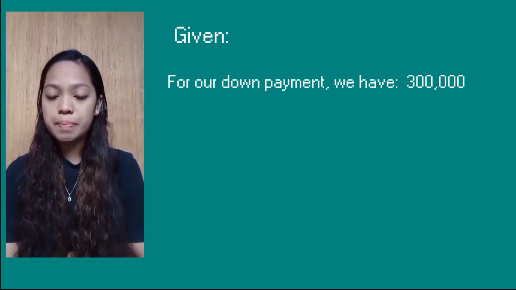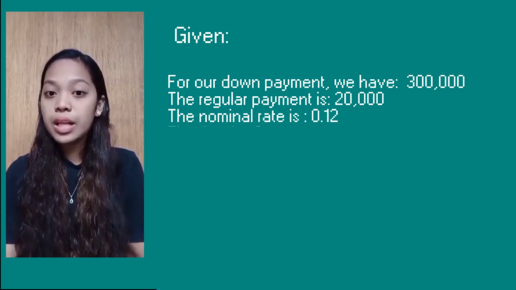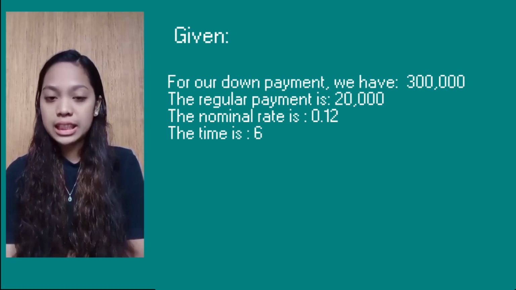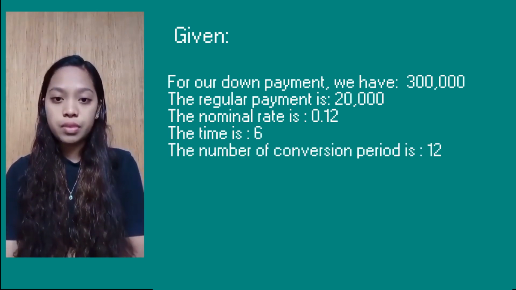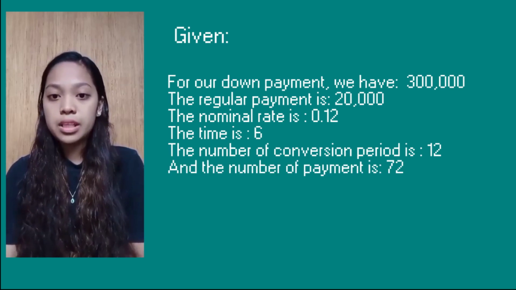First, we should analyze the given. In this problem, the given is for our down payment, we have 300,000 and for the regular payment, we have 20,000 and for the nominal rate is 0.12 and the time is 6 and for the number of conversion payment is 12 and the number of payment is 72.